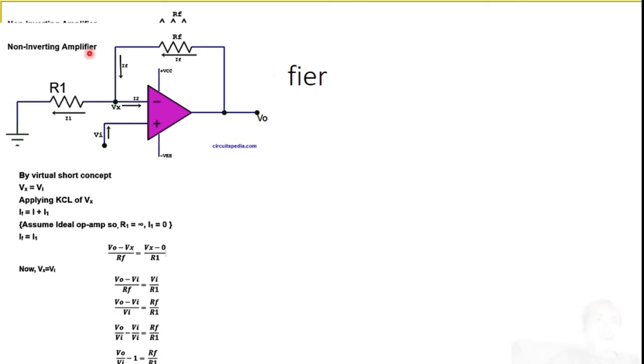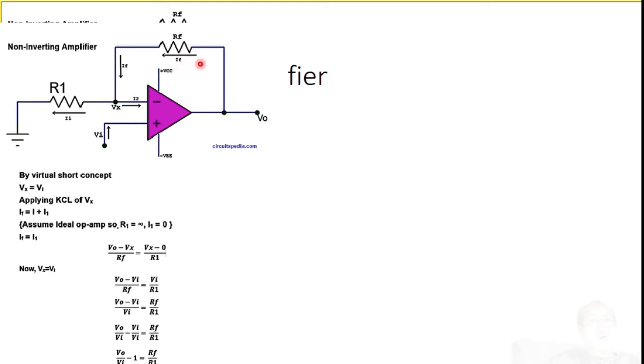Derivation. What is the voltage gain expression for the non-inverting amplifier? This is the circuit diagram. Here the inverting terminal is connected to ground. This is the non-inverting terminal. The signal is given here. Then this is a feedback component. The feedback component is connected across the output terminal and inverting terminal, pin number 6 and pin number 2. This is the feedback resistor, RF.